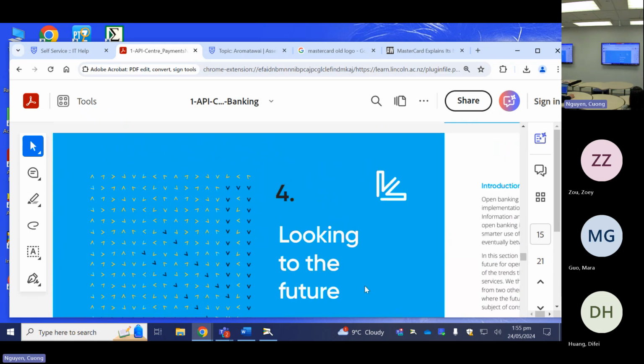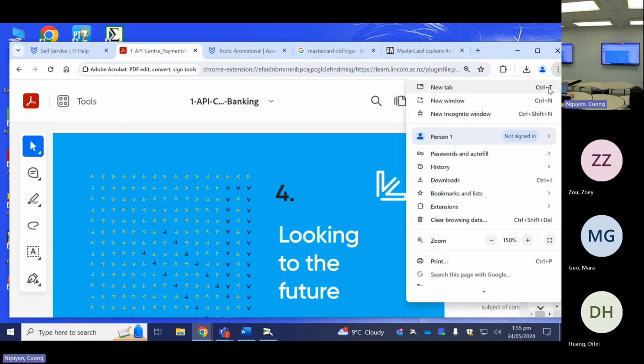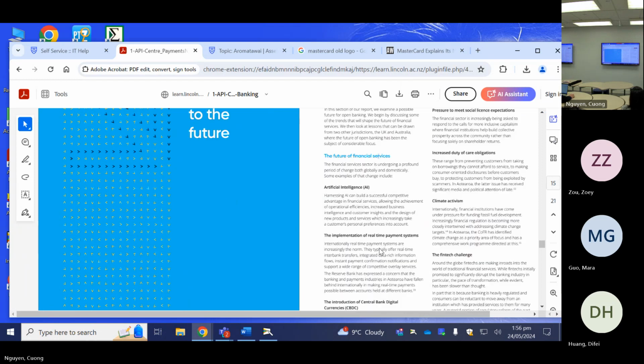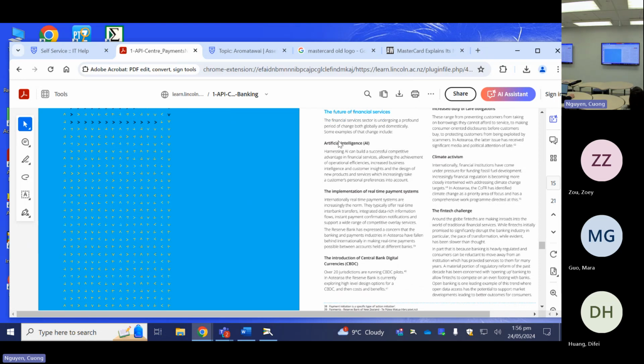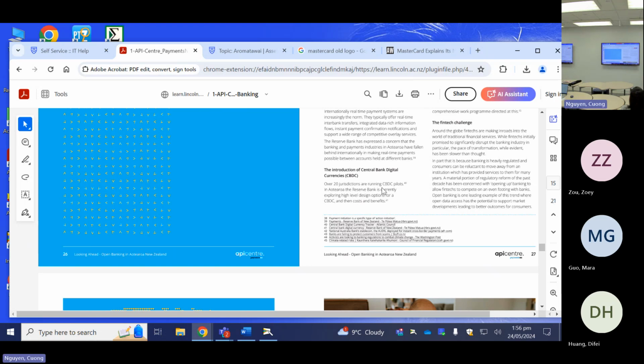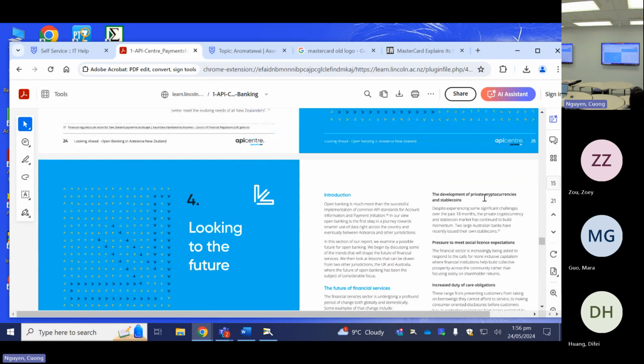Looking for the future. The future of financial services: what will it be? You see what we have here? AI has already made a storm. The first one will be AI. The second one will be the implementation of real-time finance payment systems. The next one will be CBDC, which we already studied. The next one is private cryptocurrency and stablecoin.